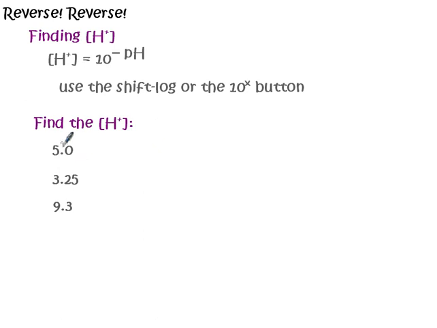All right, so let's work that with this one here. I have a pH of 5. I want to find the hydrogen ions. So I'm going to go 10 to the minus 5. Shift log, hit that plus or minus button, and 5. What do you get? I got 1 times 10 to the minus 5th. What do you know? Again, what does this stand for? This is the power of the hydrogen.